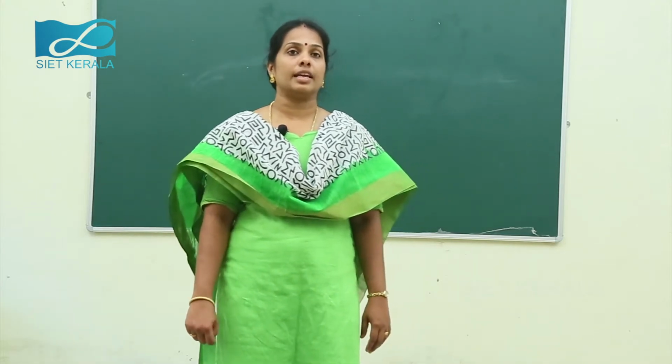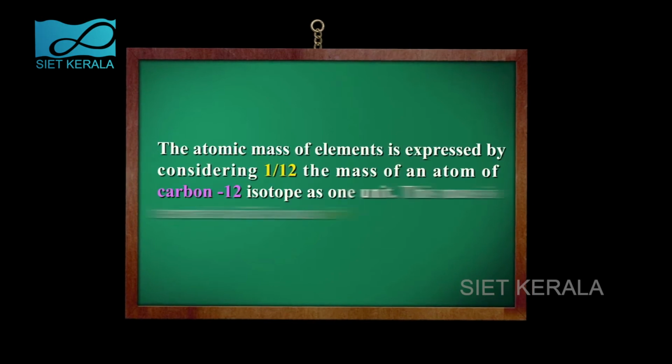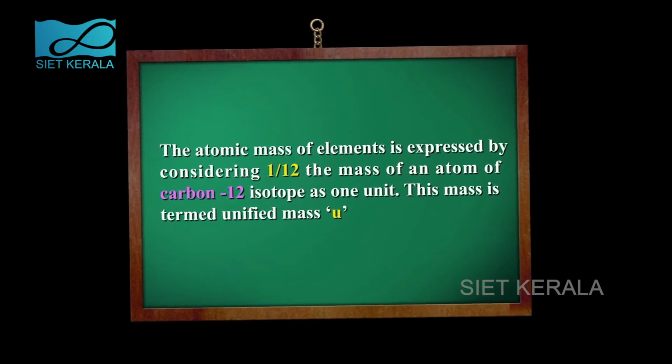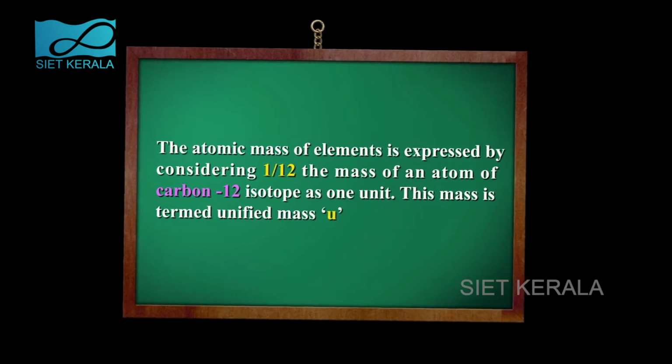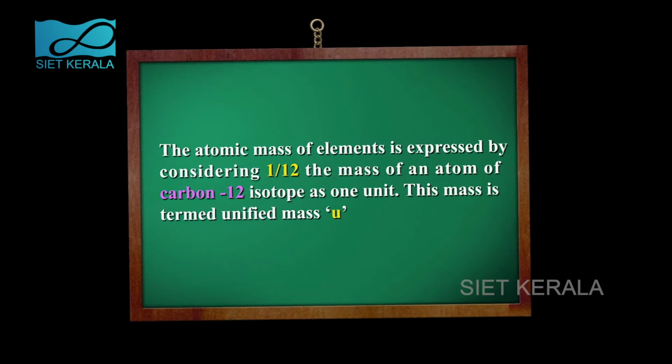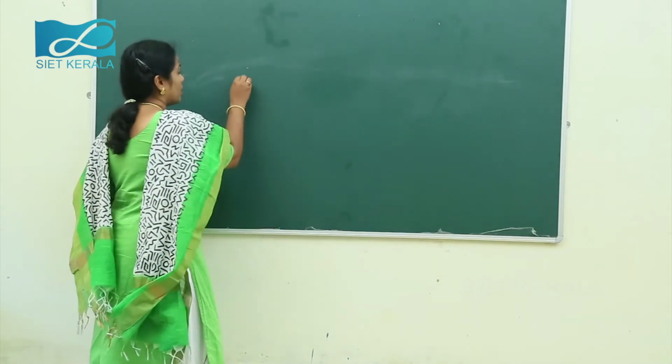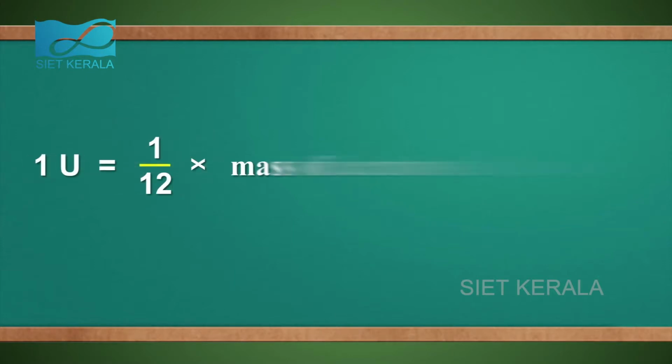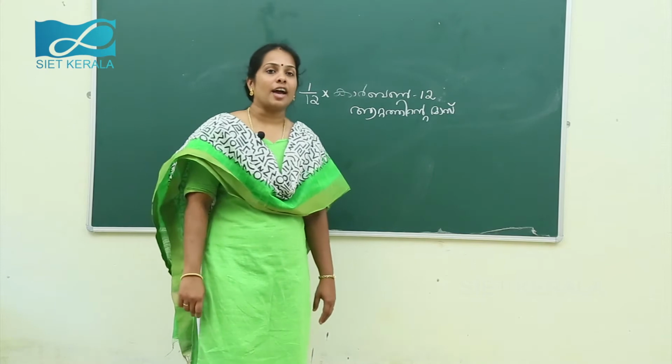To calculate the mass of tiny particles, we use relative mass. Relative mass is a dimensionless physical quantity, and it is the ratio of the average mass of atoms of an element in a given sample to one unified atomic mass unit. The unified atomic mass unit, amu, is defined as 1/12 of the mass of a carbon-12 atom. 1 u is equal to 1/12 times the mass of a carbon-12 atom.